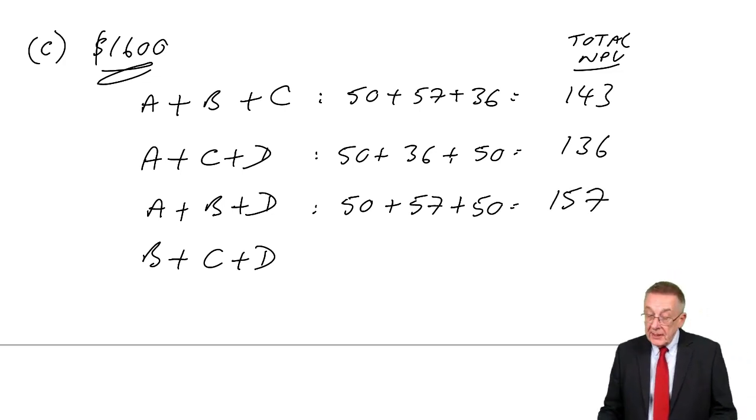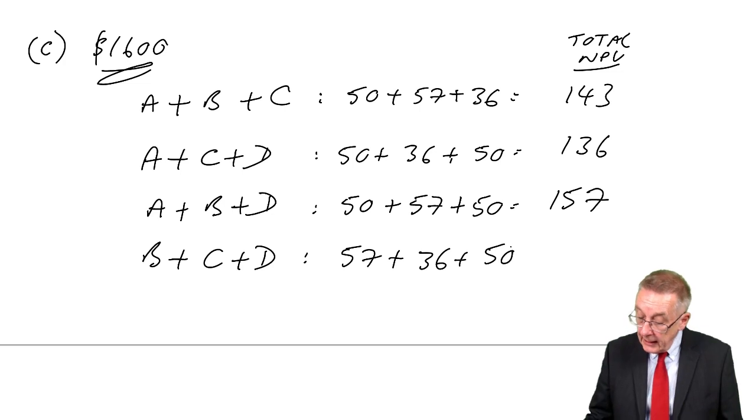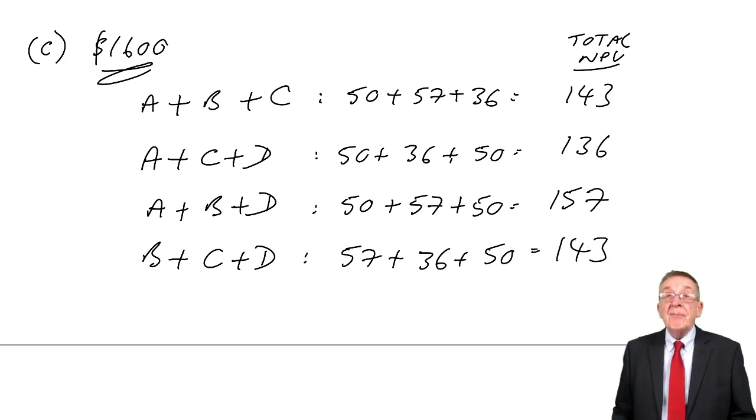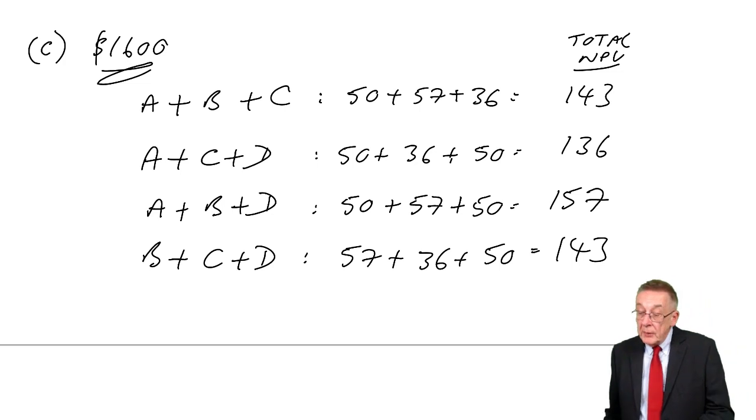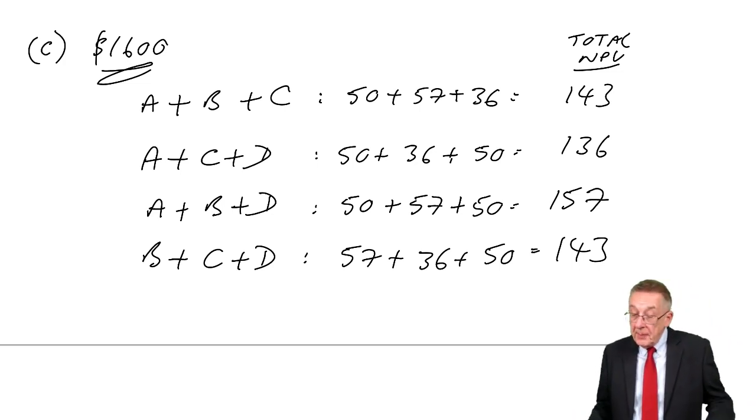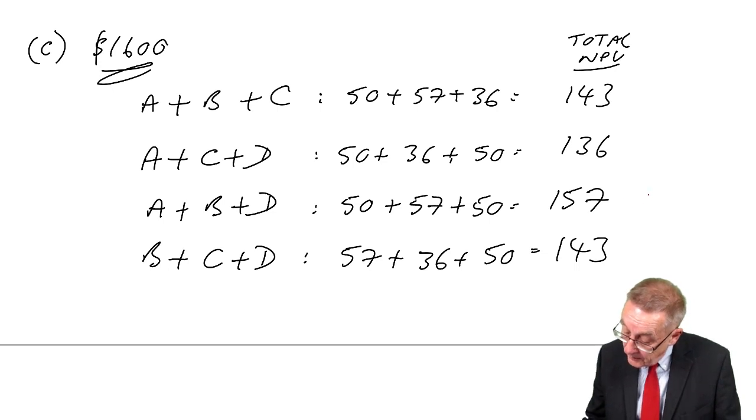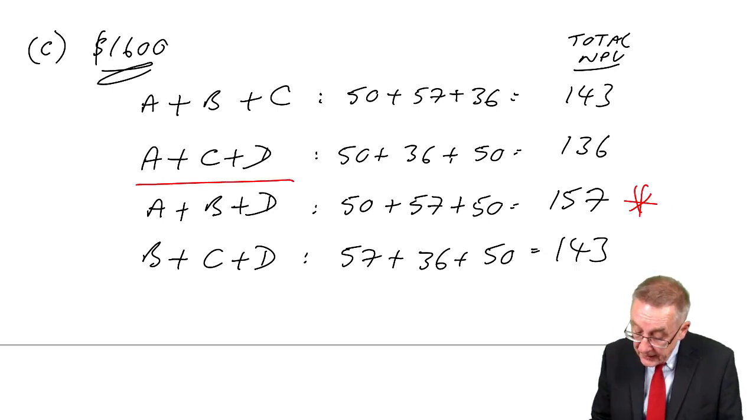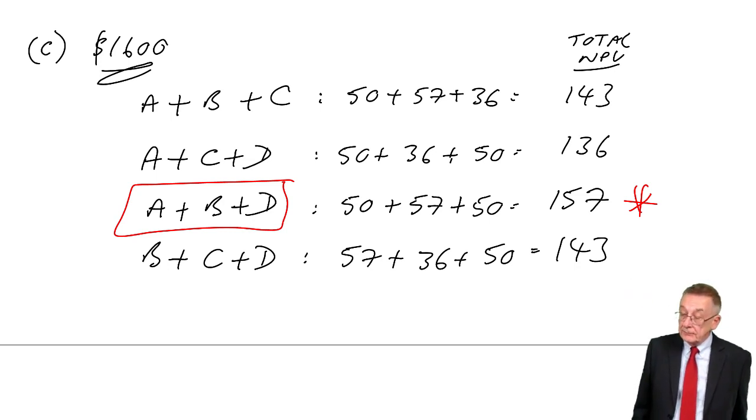And the final possibility, B, C, D, 57, 36, and 50, a total of 143. Now those are the only 4 ways we could choose to invest the money. And whichever's the highest is the best. So in fact, the best would be 157, and that's how we should invest: A, B, and D.